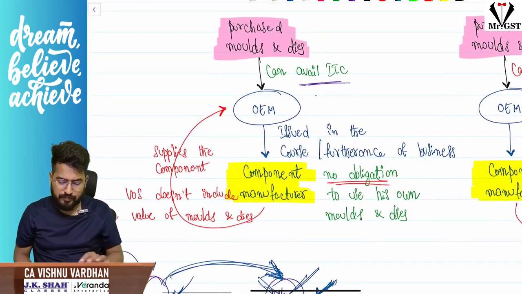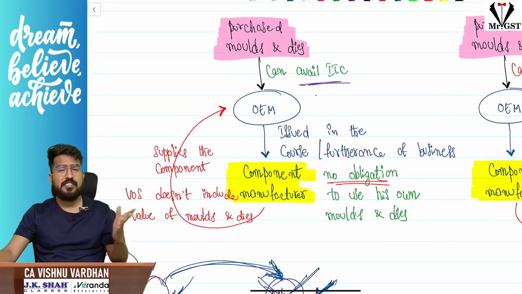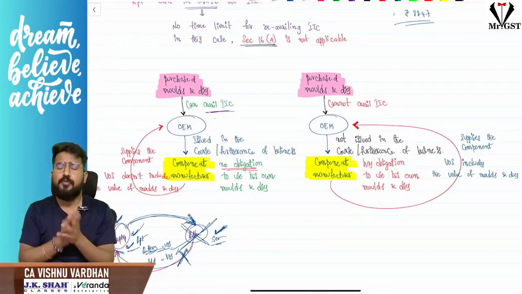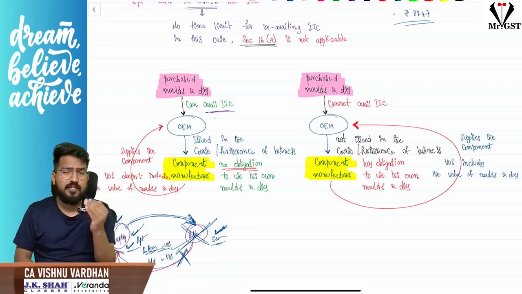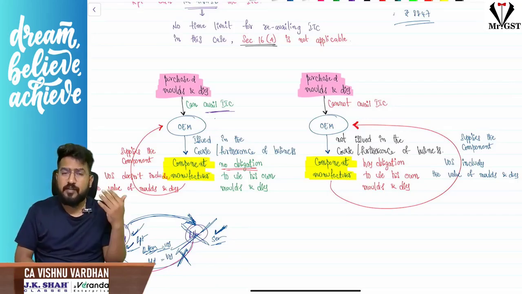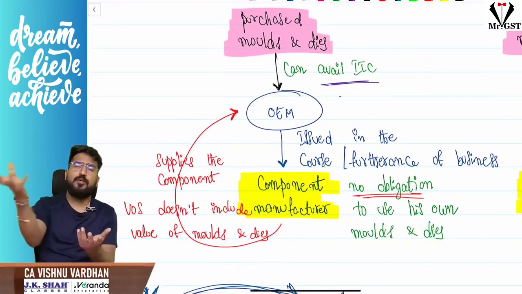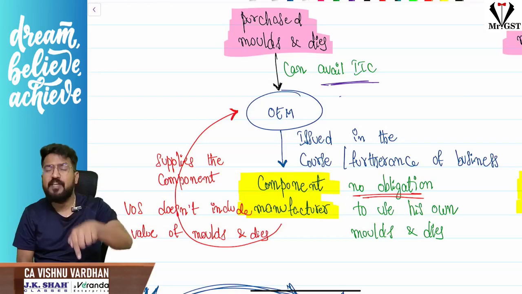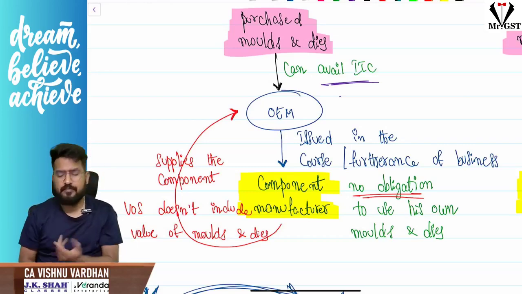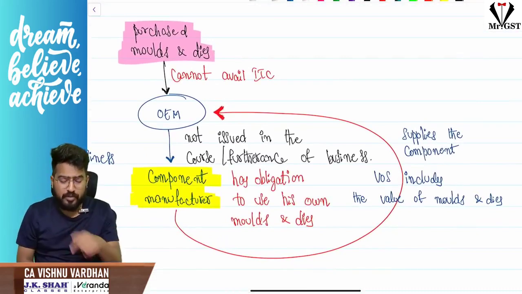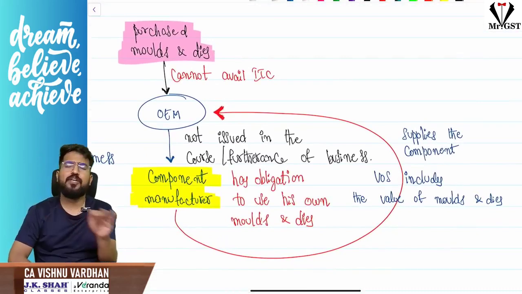With this we are done with section 16 subsection 2 as well. Yes, sorry, one more small point we have missed out. Whatever you said is fine if the component manufacturer doesn't have an obligation to use his own molds and dies and you are buying and giving, then no problem. What if he has an obligation and you are buying and giving to him? Then yes, we will add it to the value of supply. And can the original equipment manufacturer avail ITC? No, he cannot avail ITC.